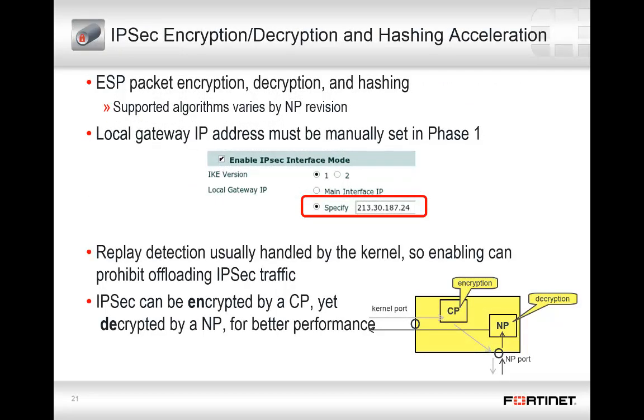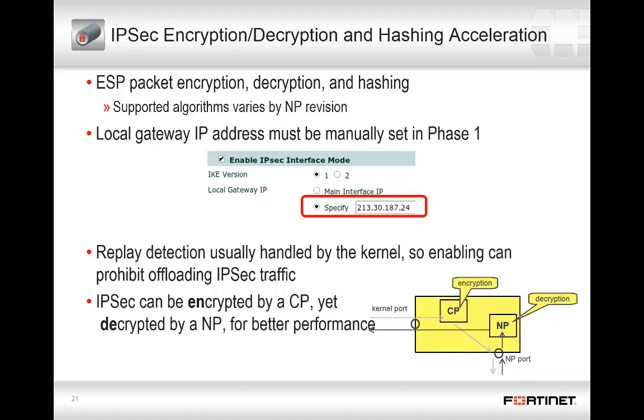Next, let's see how NP improves performance for encrypted tunnels. If the tunnel uses supported algorithms, NP processors can apply authenticate hashes, encrypt ESP payloads, and decrypt them for IPsec tunnels. To do this, you must manually configure the local gateway IP setting in Phase 1.